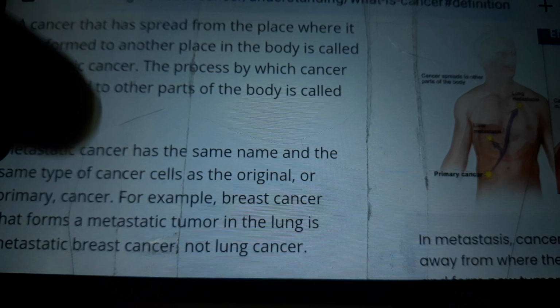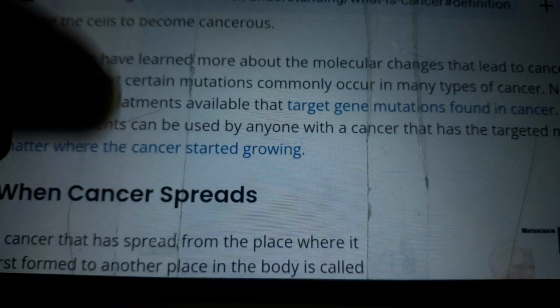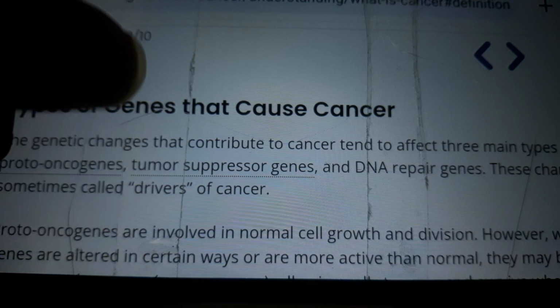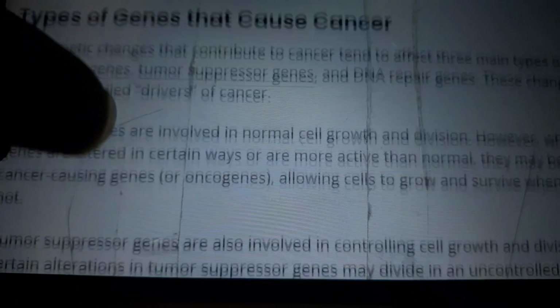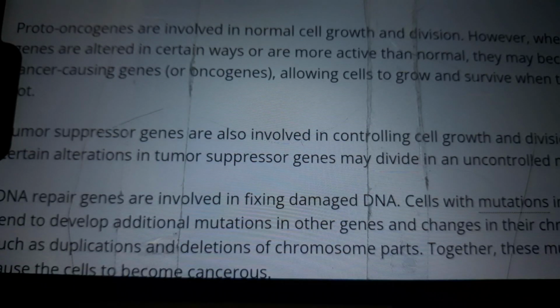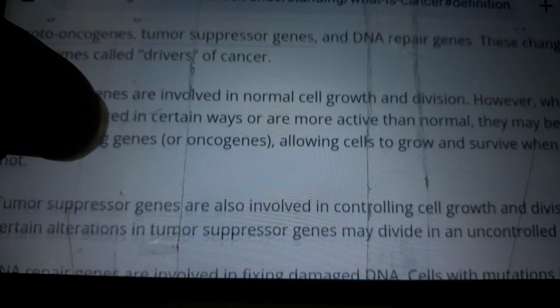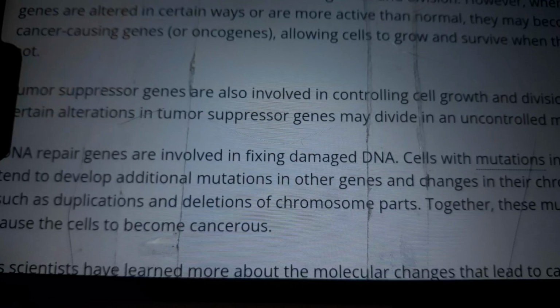While we go back to the basics, the initials. The types of cancer, genes that cause cancer, and tumor suppressor genes. We were talking on these proto-oncogenes, tumor suppressor genes, and DNA repair genes.